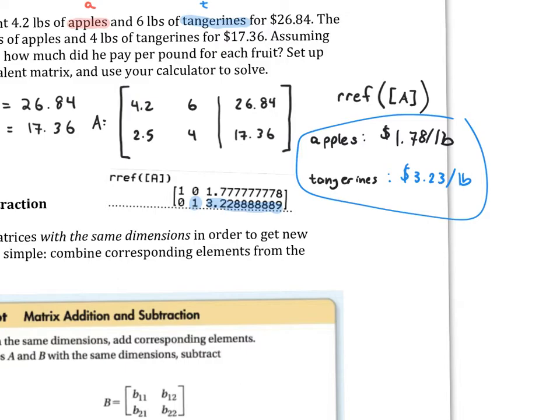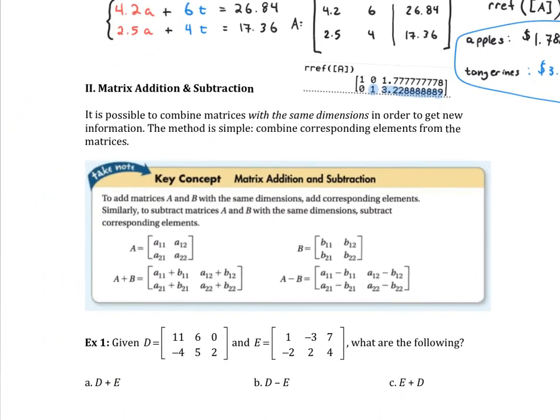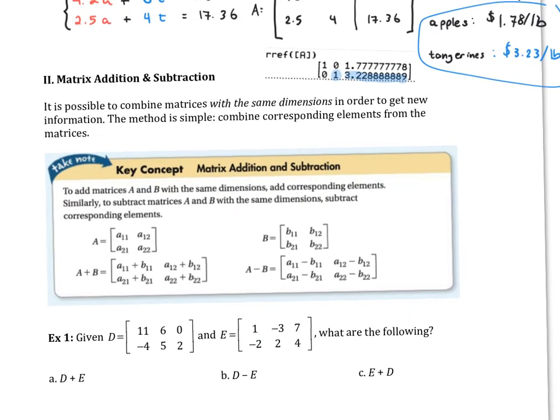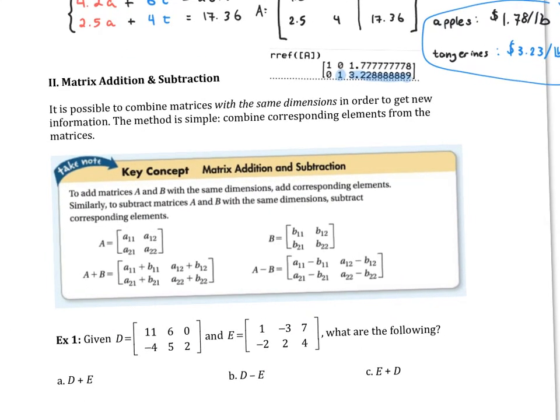Now our next component that we're going to look at is how do we add and subtract matrices. So let's get something straight first. It is possible to combine matrices as long as they have the same dimensions in order to get new information. The method is simple. We're just going to combine corresponding elements from the matrices.